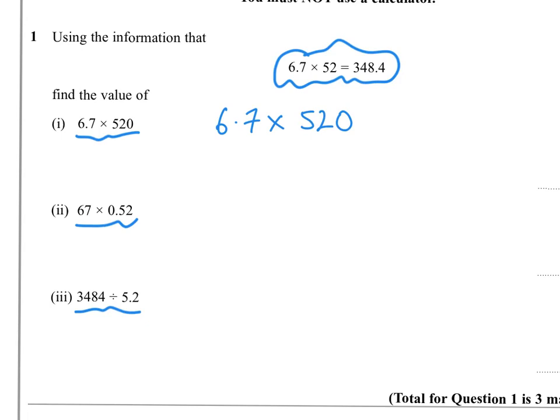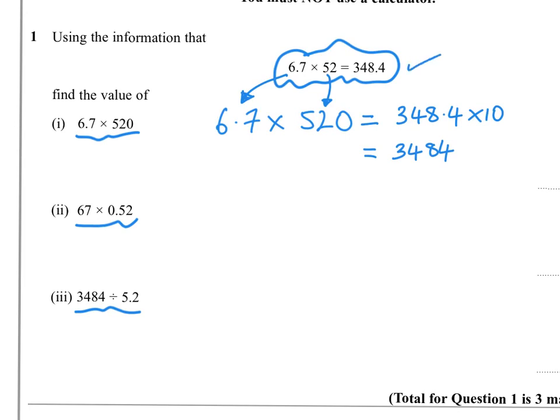Well, if you compare it to the original question, then you can note that the 6.7 has remained exactly the same, but the 52 has become 10 times bigger. So the answer itself will be 10 times bigger. And 348.4, lots of 10, is just 3,484. So try and compare it every time to the original that you were given.